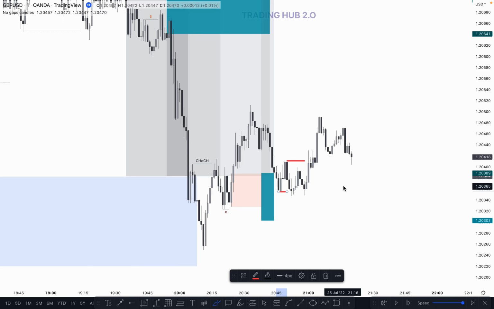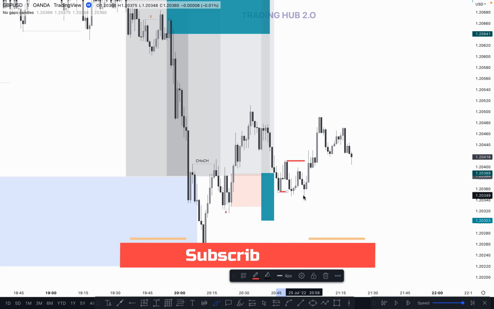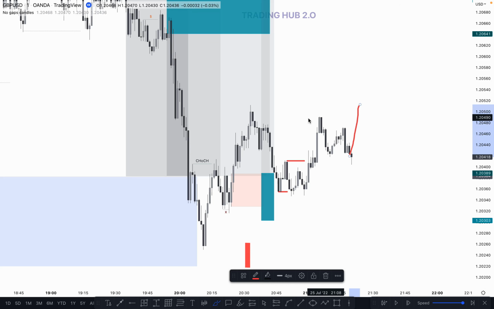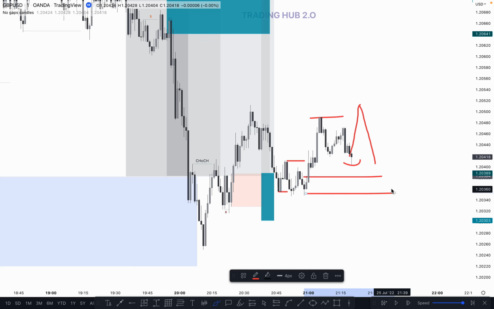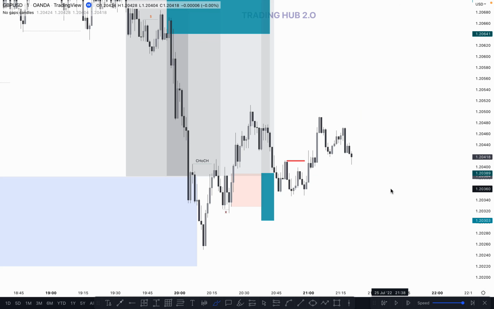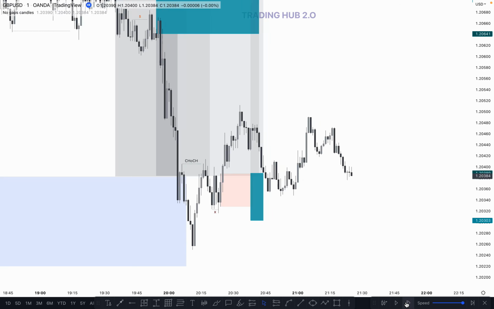So where is our POI? Market either takes out this low or market creates a new high like this, and then this low acts like an inducement and we can buy here. So these are two possible scenarios for the buy or sell. So this is our high probability entry for the buy. But in this case, let's see what happened next here.